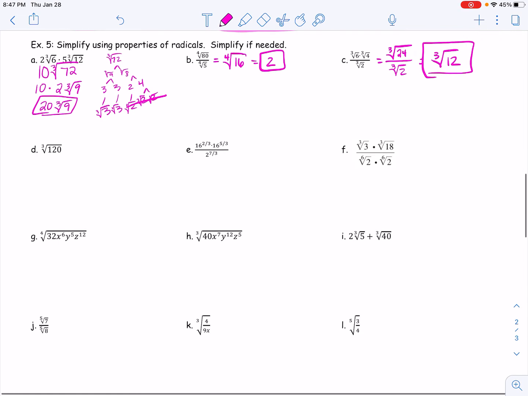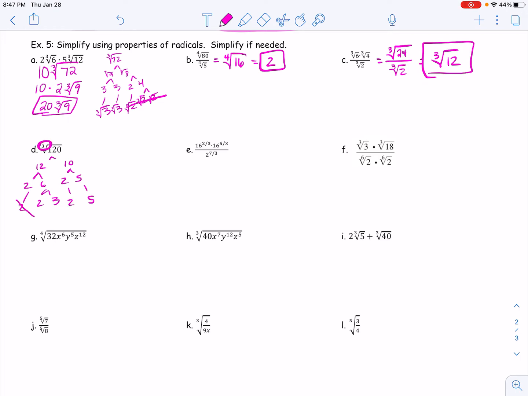Okay. Cubic root of 120. 120 is not a perfect cube. So we're going to have to break this down. Factors of 120, you could go 12, 10. 2, 5, 2, 6, 2, 3. Now I've reached prime factorization. How many am I looking for? 3 of a kind. 1, 2, 3. That's 2. Cubic root of 3 times cubic root of 5 is cubic root of 15. Done.